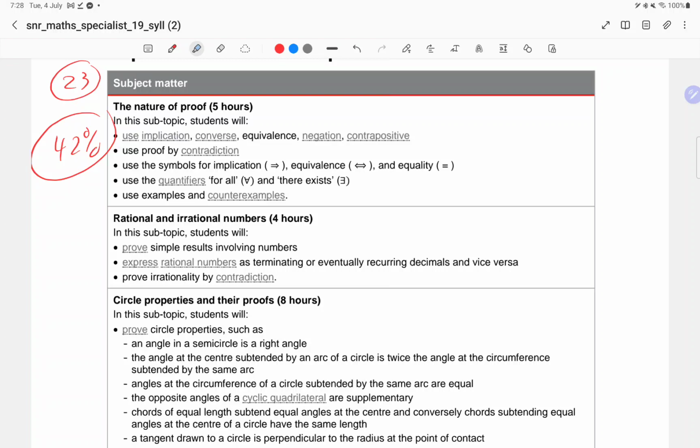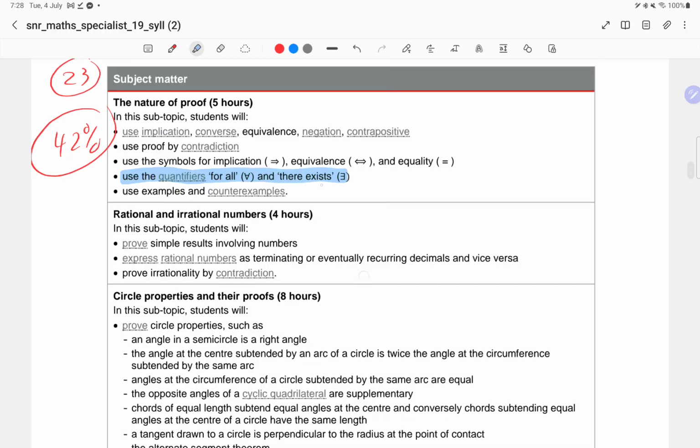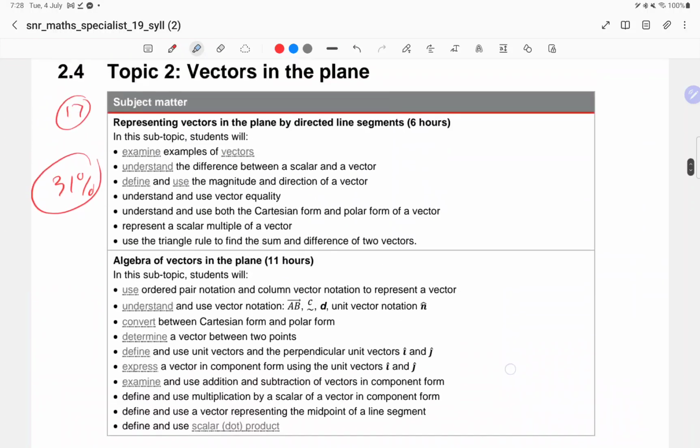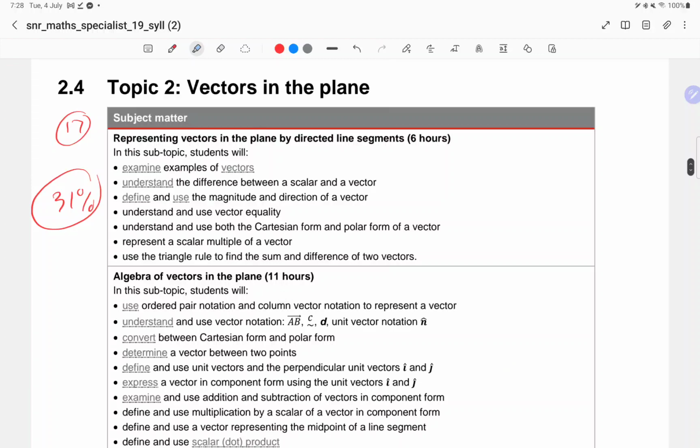All right. Let's see. Use quantifiers. So say before the exam, you're going to revise. Look back at this, and you'll be like, okay, do I know how to use the quantifiers for all and there exists? If you don't know that, probably go back and revise. Or let's say if we're looking at vectors, do you know what the magnitude and direction of a vector is? If not, probably go back and revise it. So this document will also help guide you on what you need to revise.